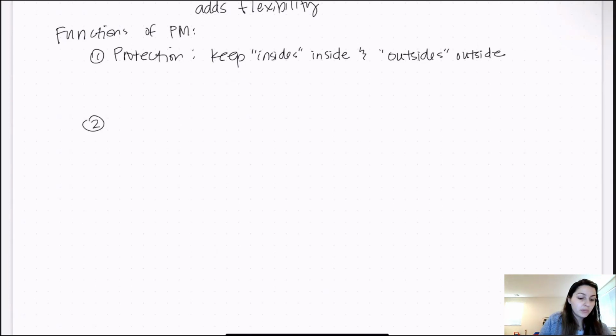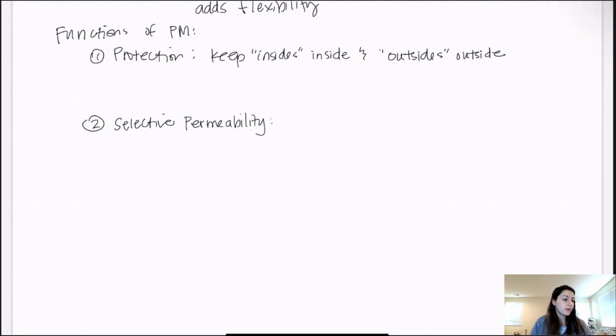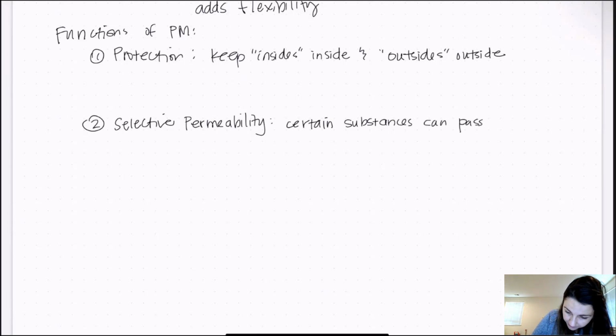The second really important function of the plasma membrane is called selective permeability. Selective permeability means that certain substances are allowed to pass through. Certain substances can pass through. And this is really important because there's levels, there's checkpoints, there's qualities that molecules need to have in order to get across that plasma membrane, which is the whole subject of our next video.